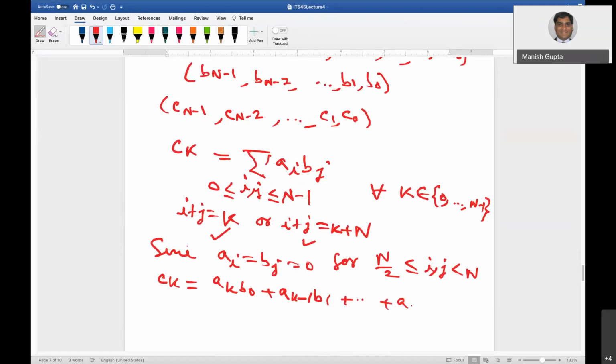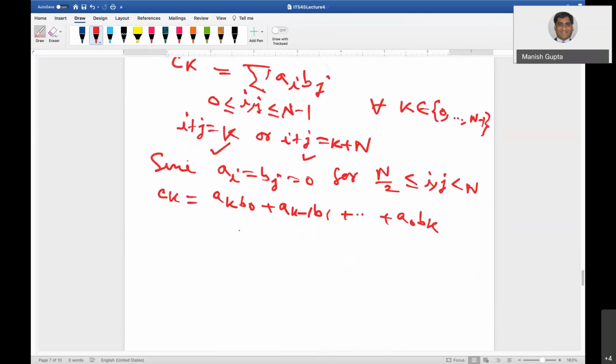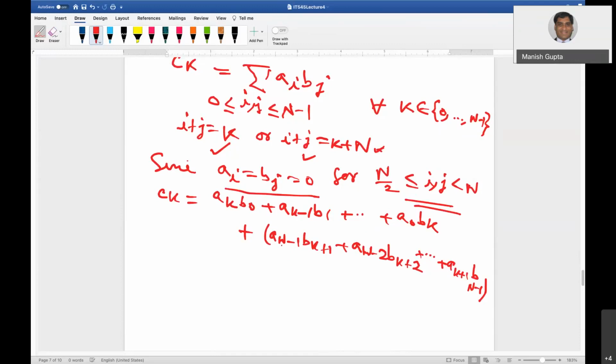a_0 b_k, plus a_{n-1} b_{k+1}, plus a_{n-2} b_{k+2}. Now here you see n minus 1 and k plus 1 is n plus k. So this condition is satisfied, right? And so on, a_{k+1} b_{n-1}. Now, since these coefficients are 0 for anything bigger than n/2, basically all this portion is 0.